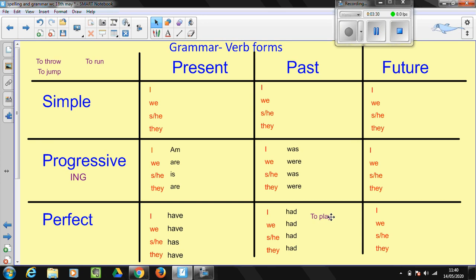Let's look at past perfect. I had played, we had played, she had played, they had played. And let's look at future. I will have played, we will have played, he or she will have played, they will have played. I'd like you to have a go at trying throw, jump and run. Be careful with run because the past participle is not an ed form and neither is it with throw.